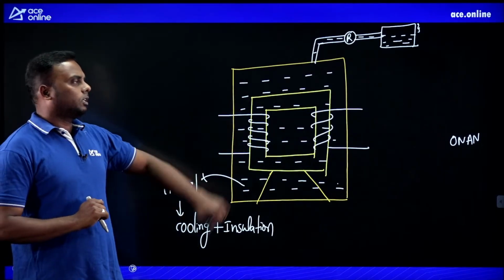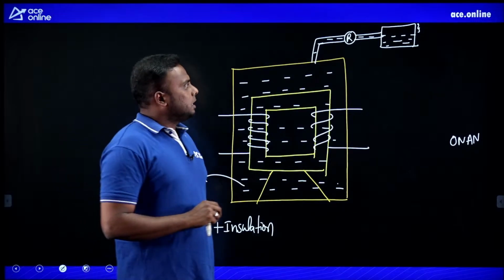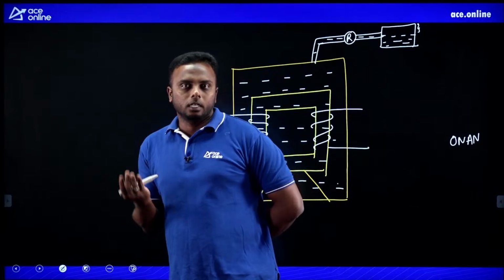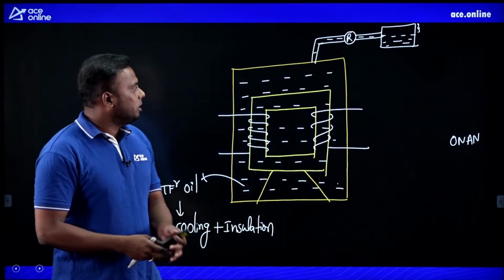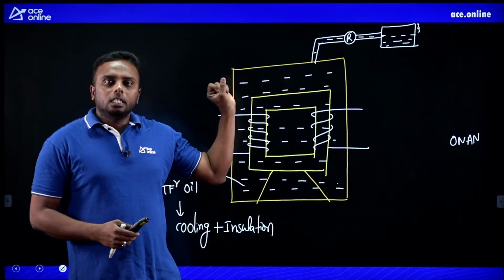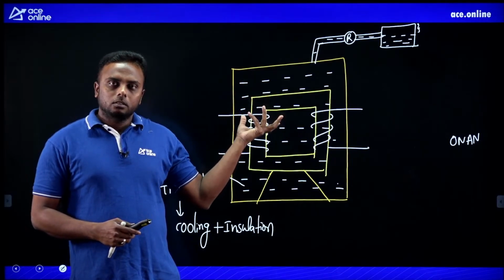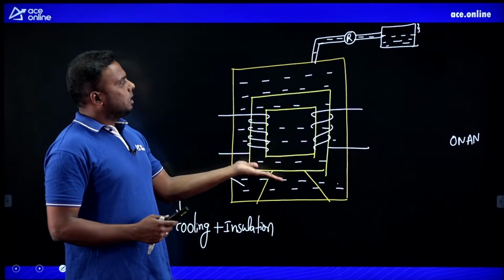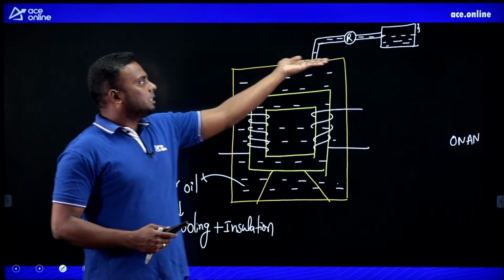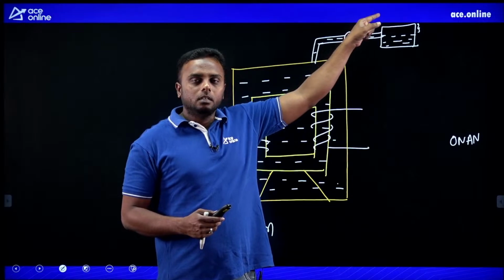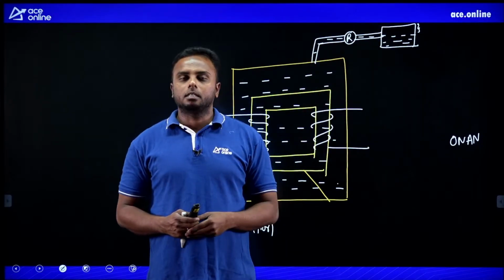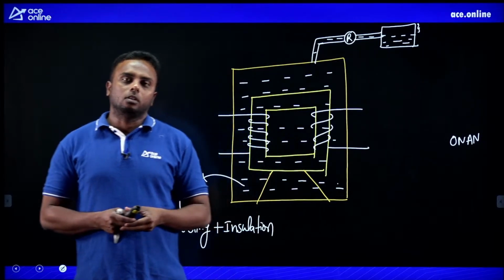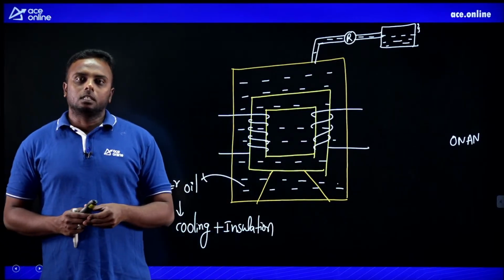This is one of the questions in JEE too. What is the need of that gap in the conservator? To allow the expansion of oil. Whenever the temperature or heat in the transformer increases, the oil level increases. When the oil level rises, the gap is filled by that oil. If there is no gap at all, where is the chance to allow the expansion of oil? For that we use the gap in the conservator.